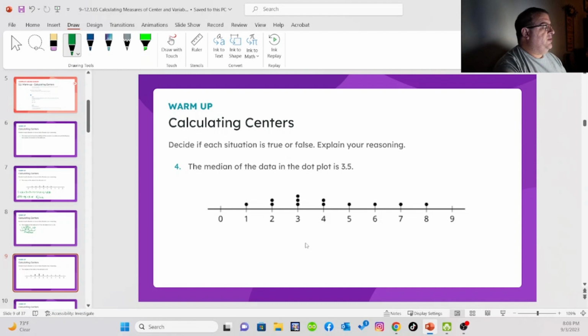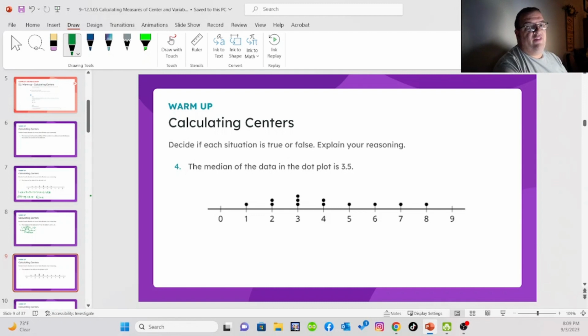All right, situation 4 says the median of the data in the dot plot is 3.5. So again, the median simply means the number in my data set that divides my data set exactly in half. So if I have a dot plot, the first thing I need to do is count how many numbers I have in my data set, or in this case, how many dots are in my dot plot. Here we have 1, 2, 3, 4, 5, 6, 7, 8, 9, 10, 11, 12.